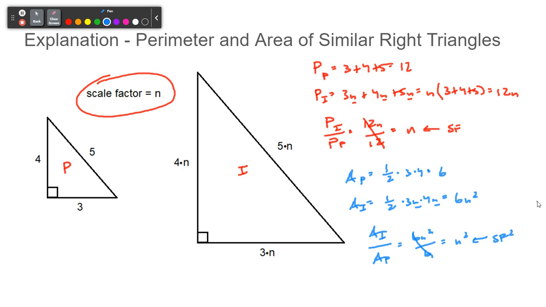When you do these problems, you don't actually need all of the side lengths in order to find the perimeter or area of one of the similar figures. If you have the scale factor and the perimeter or area of one figure, you can use it to find the perimeter or area of the other figure.